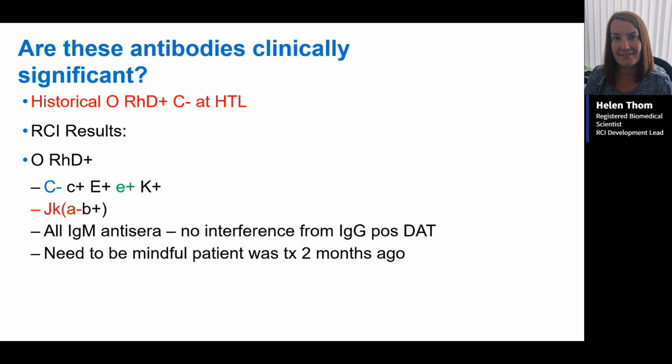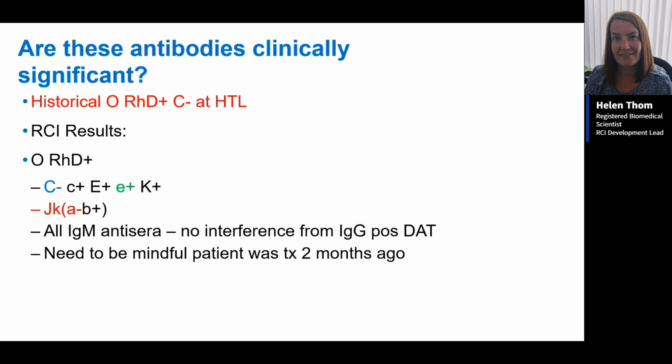We can use them because these are all, sorry, my brain's just stopped there. Because these are IgM anti-sera, we won't get any interference from the positive IgG DAT, so we can perform phenotyping, but what you've got to be mindful of is the patient was transfused 2 months ago.